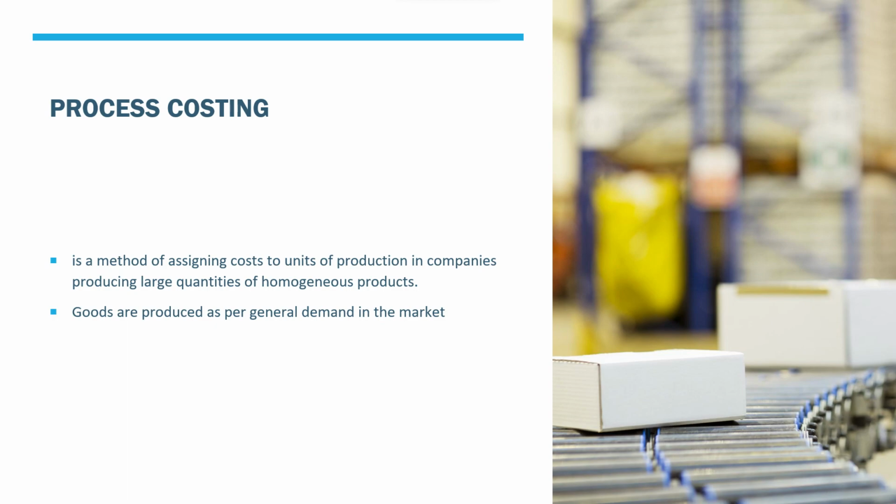Now we look at the concept of process costing, that is a method of assigning cost to units of production in companies producing large quantities of homogeneous products. You also need to remember that in process costing industries goods are produced as per general demand of those goods and not according to the specific requirements of an individual customer. This feature keeps it apart from specific order costing.